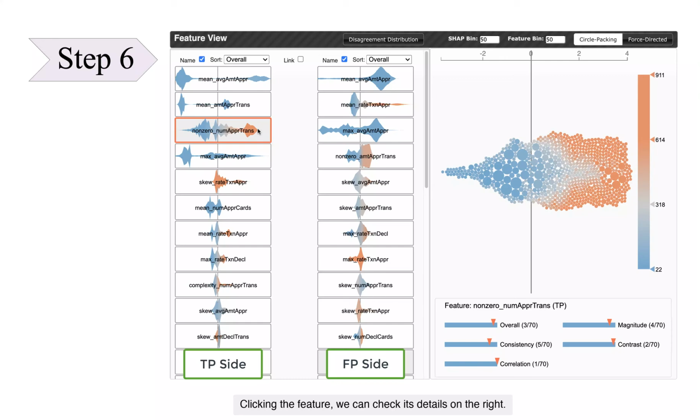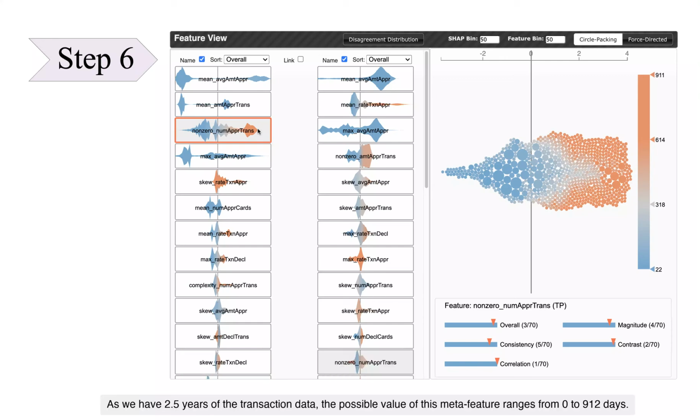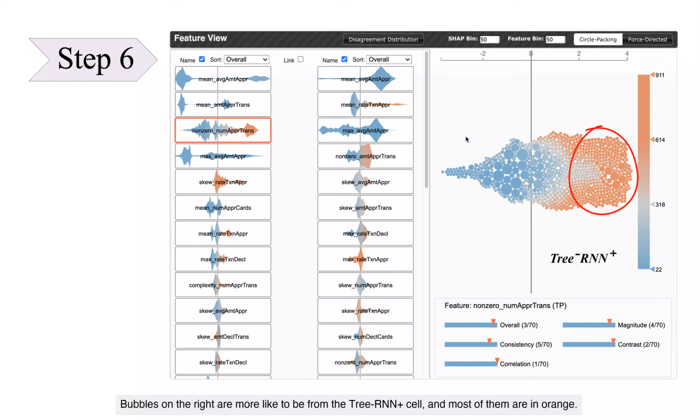Clicking the feature, we can check its details on the right. As we have 2.5 years of the transaction data, the possible value of this meta feature ranges from 0 to 912 days. However, for the two sets of disagreed instances, the value of this meta feature ranges from 22 to 911 days. Bubbles on the right are more likely to be from the tree minus RNN plus cell, and most of them are in orange.